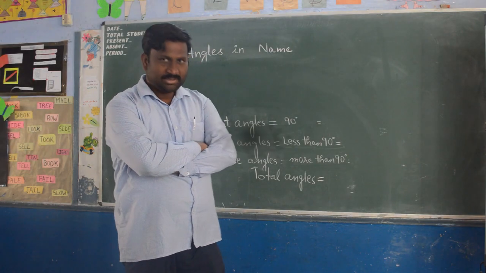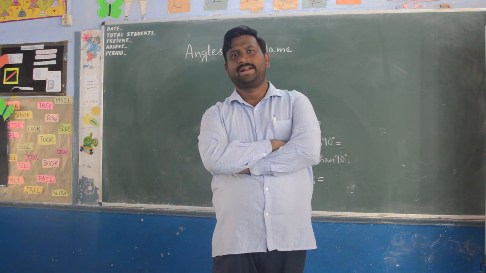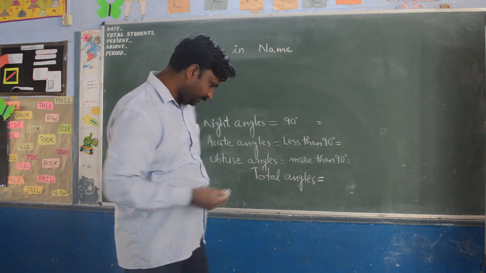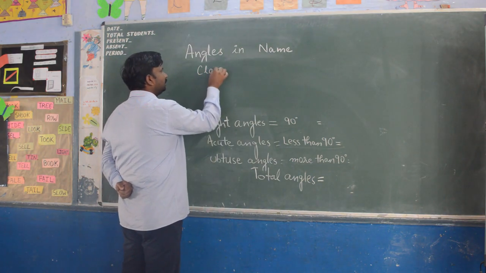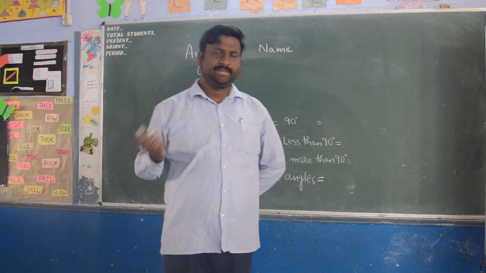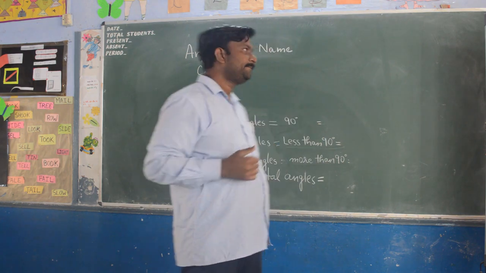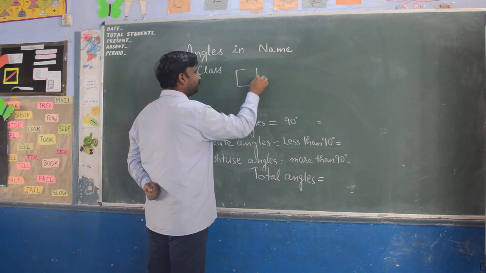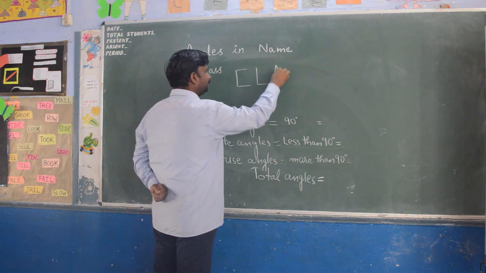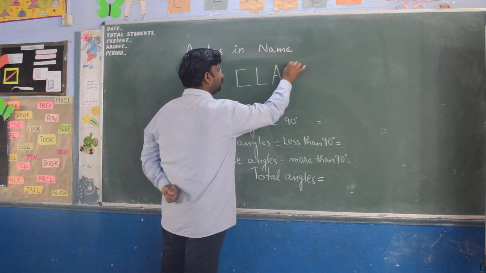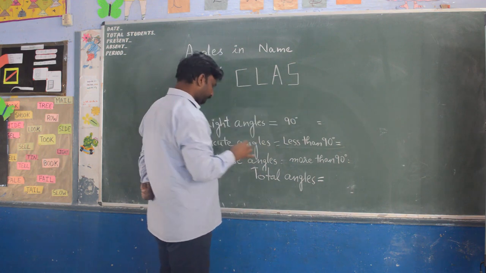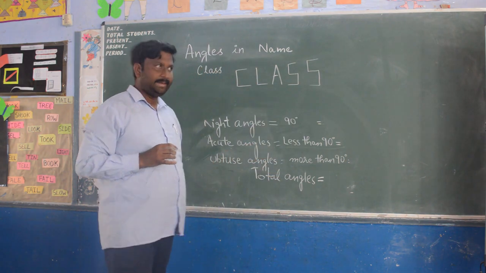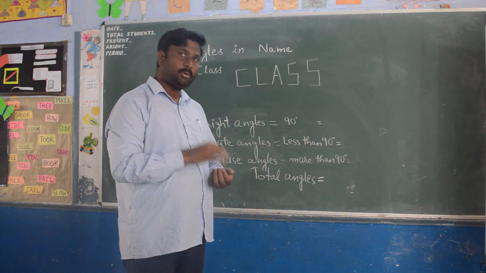So likewise, you can count angles in any English word or Hindi word if you can write them with straight lines. So let us take another English word, for example, class. Let us see how many angles are there in class. So first, what will we do? We will write this with straight lines. CLASS, class.